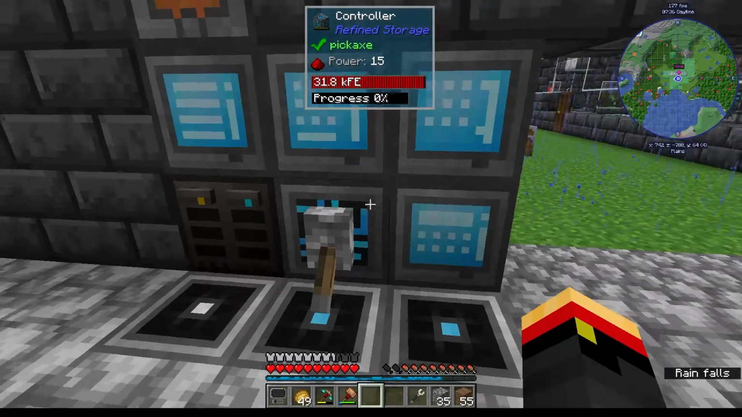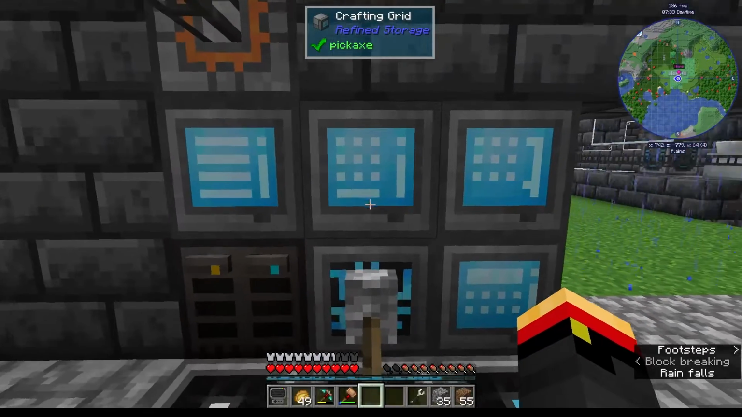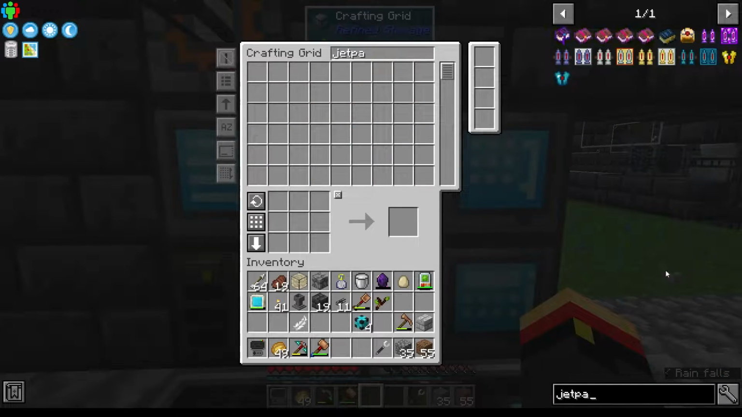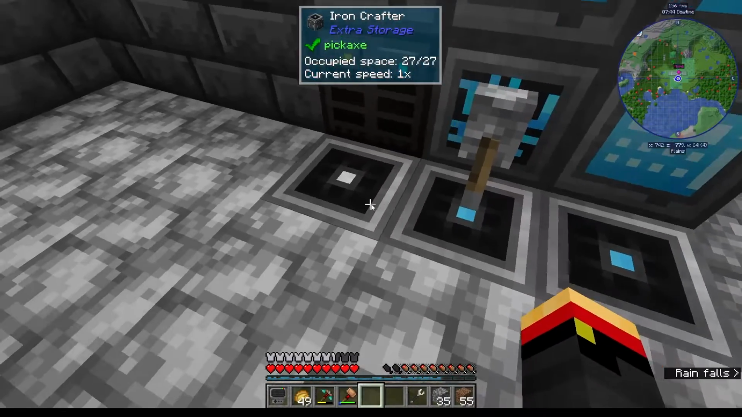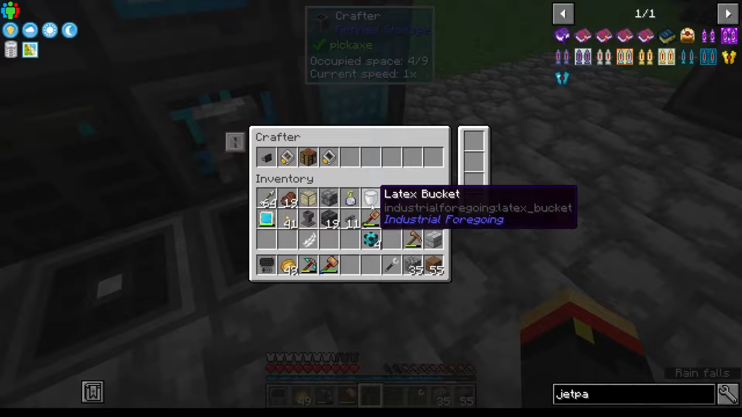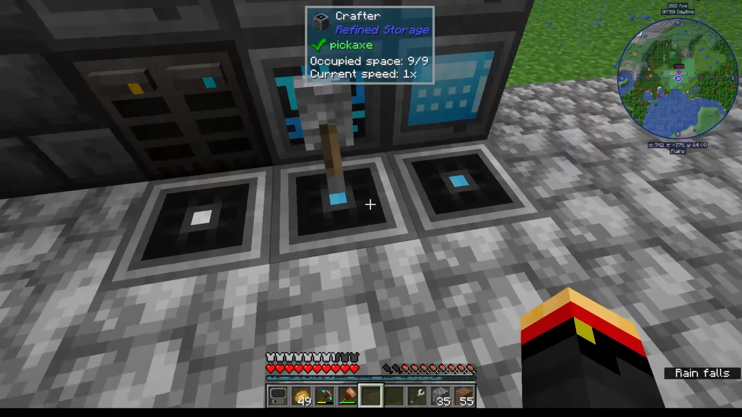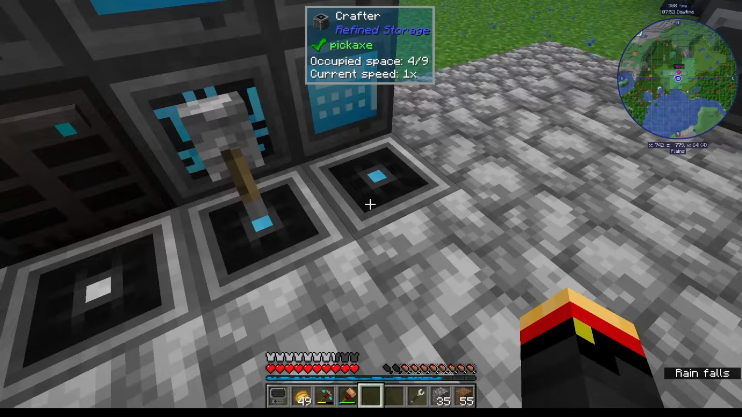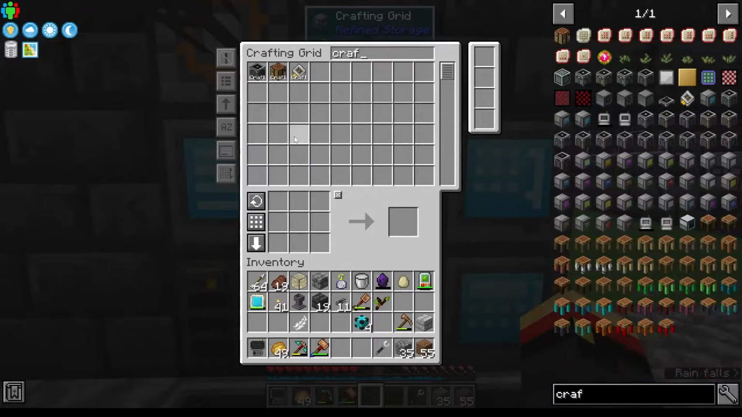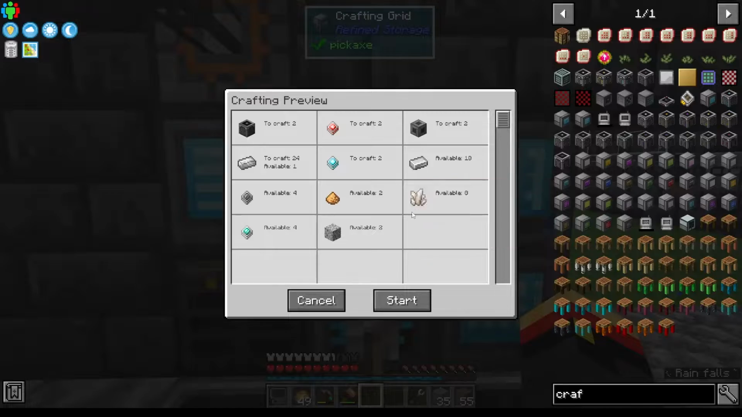And to do that, I think we should make a jetpack. So now we have refined storage, we should be able to do things like that with jetpacks. So let's see here. Let's see if I can make 2 more crafters. We can.